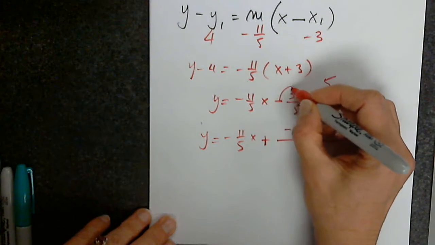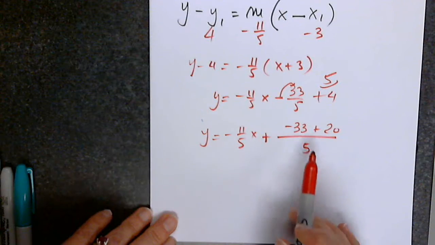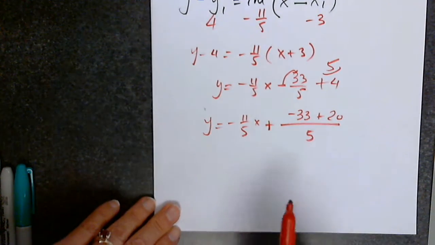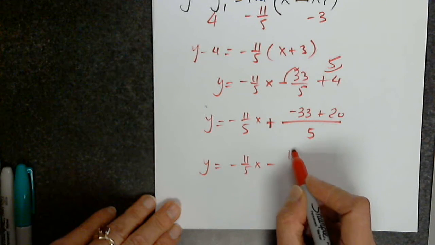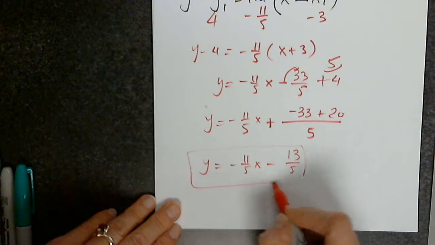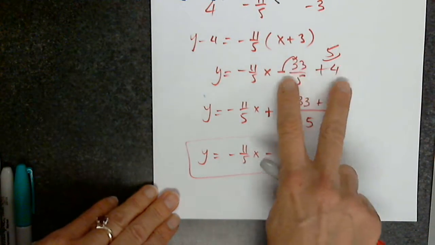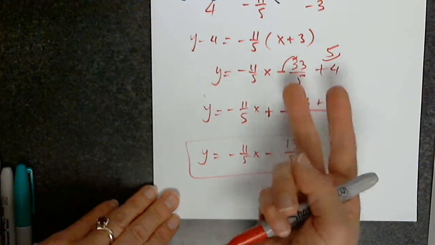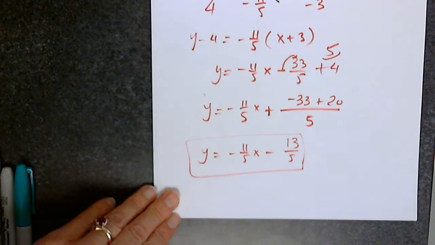Connect the negative to the numerator always. Put positive in front then. Negative 33 plus 20 is negative 13. So y equals negative 11/5 x minus 13 over 5. Another way would be to swap these two, if that confuses you. Swap these two and say 4 minus 33 over 5, and then you'll get the same answer.